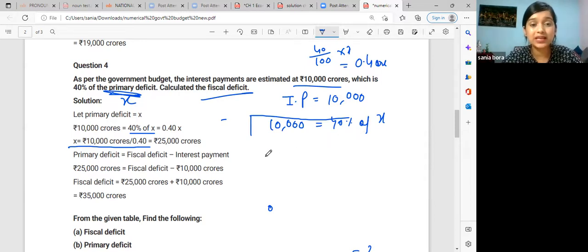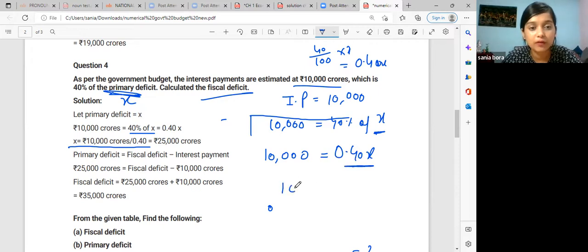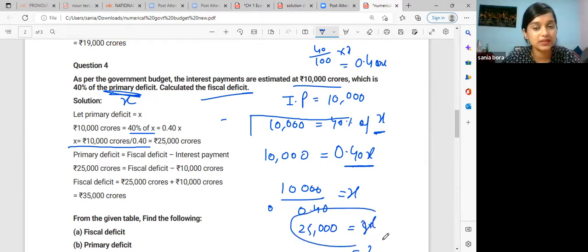So now you just have to find the value of X, right? It is 10,000 equals 0.4X. Now this is in multiplication form. If you solve it like this, it will be 0.40 over here, and if you solve this, the value of X will be 25,000 crore.